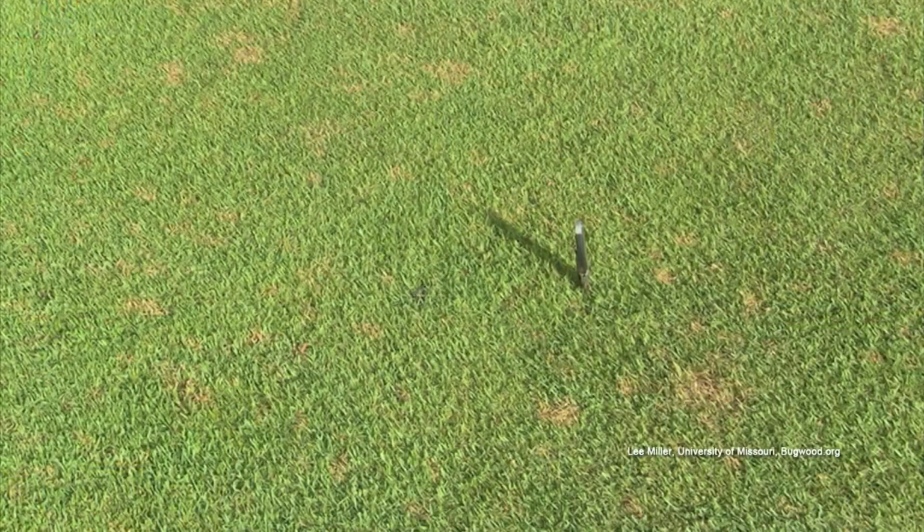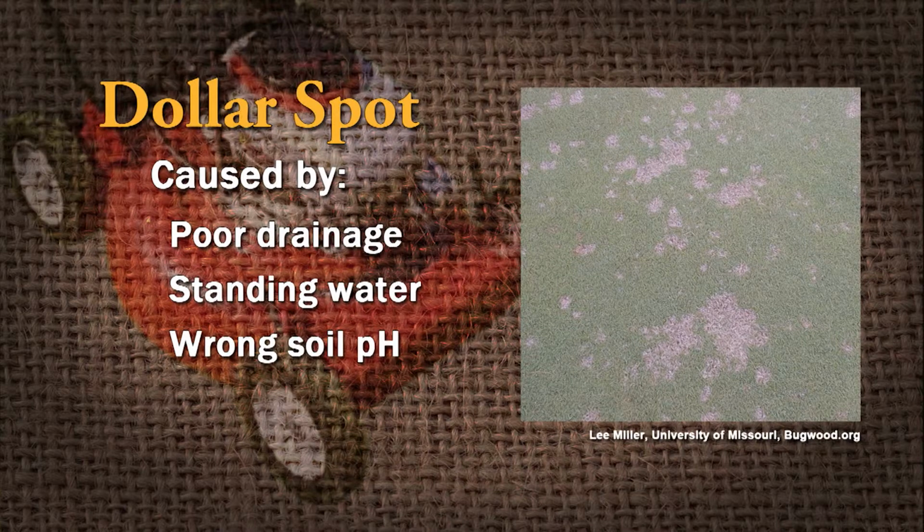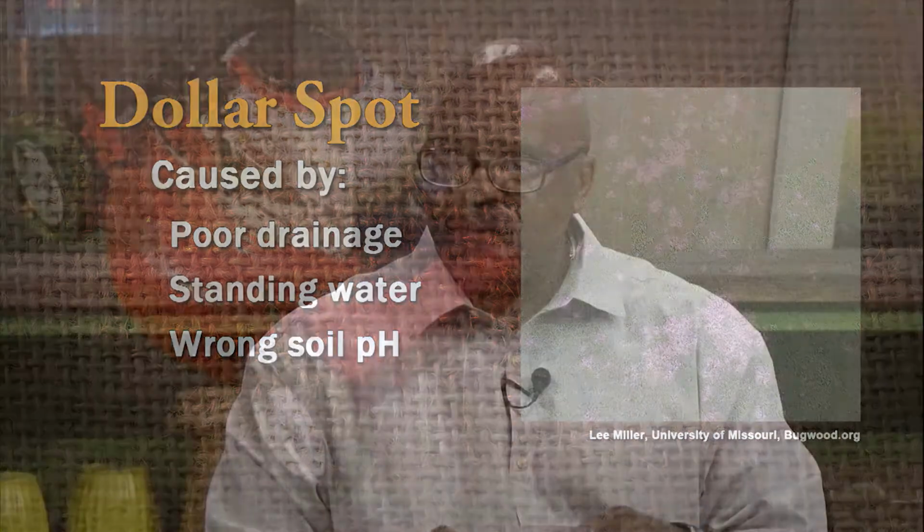Then you have dollar spot. And dollar spot is caused by poor drainage. We do have a lot of soil that drains poorly. If water stands after the rain, you're probably going to start seeing dollar spots begin to pop up. Check the soil pH. You want the soil pH between 6.0 and 6.5. And the only way you can do that is by what? A soil test. You cannot go out there and guess at it. And also cut the grass at the recommended height. Don't cut it too low.